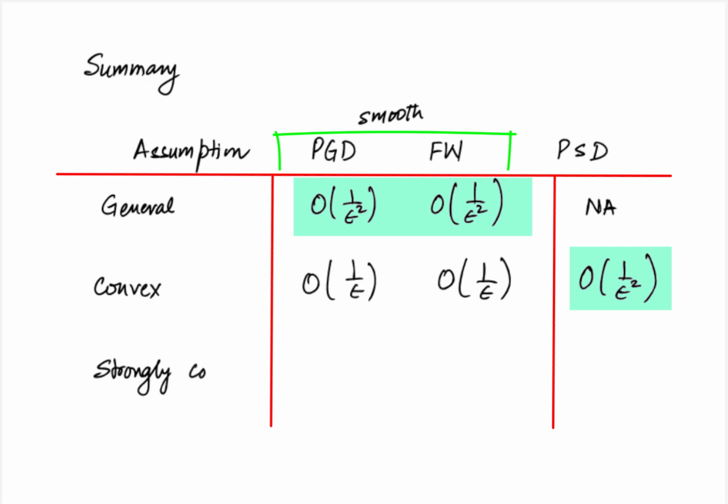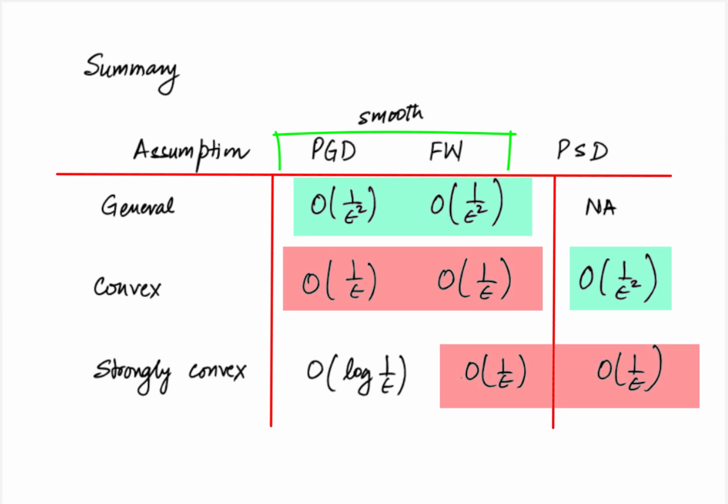Finally, for the strongly convex case, projected gradient descent achieves linear convergence, order of log 1 over epsilon, while both Frank-Wolfe and projected subgradient method achieve order 1 over epsilon complexity. We didn't have any specific result for the strongly convex case in Frank-Wolfe, so the result from the convex case carries over. So in summary, the projected subgradient descent is much worse, primarily because of the lack of smoothness inherent to the problem. So that is all for this video. We are done with our analysis of the subgradient method, and we will start with mirror descent in the next video.